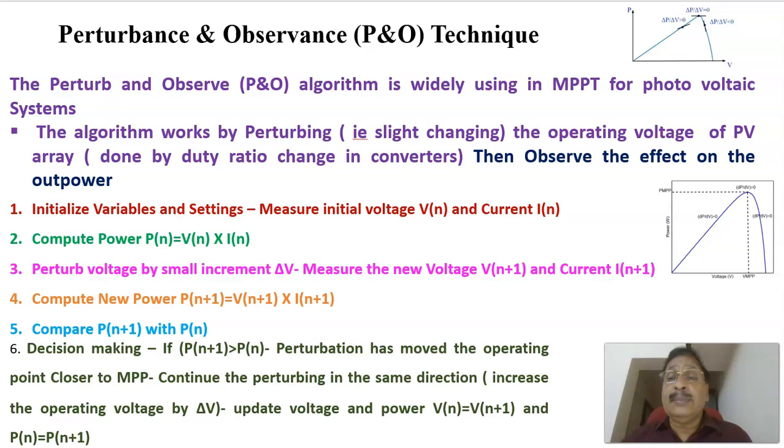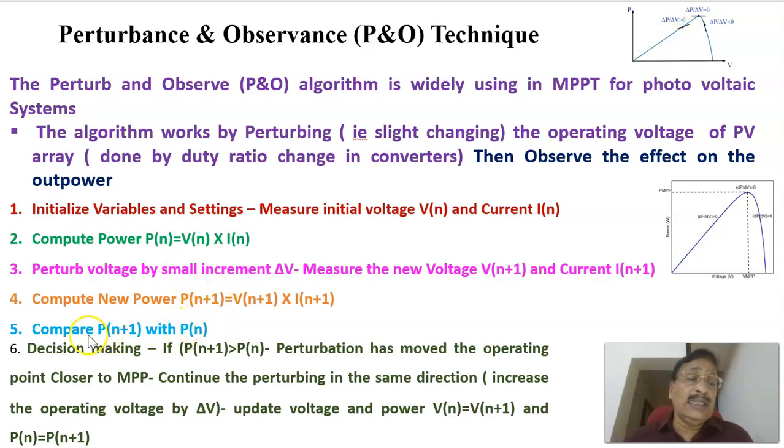And then, in the next moment, you give a perturbation. You change the voltage by an amount delta V, so that the voltage changes to another value. Perturb the voltage by a small increment delta V, and measure the new voltage, Vn plus 1, and the current, In plus 1. Therefore, the new power, Pn plus 1, will be Vn plus 1 into In plus 1.